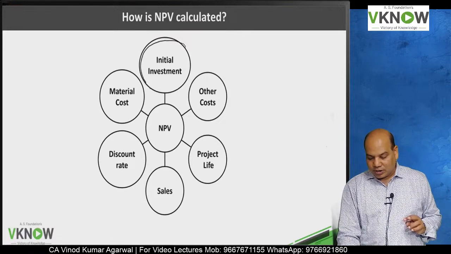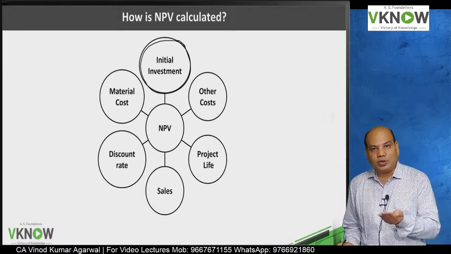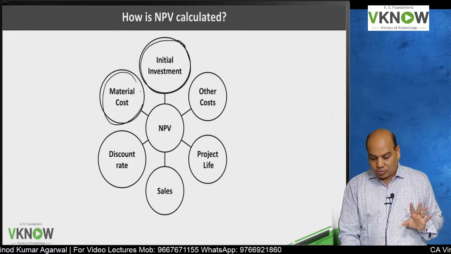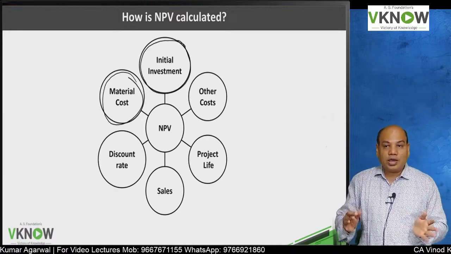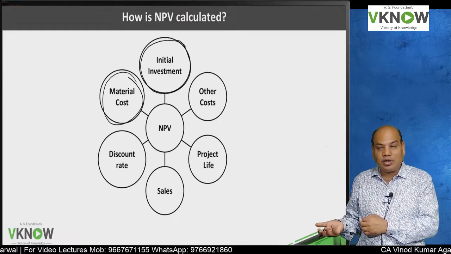by what percentage can the initial investment rise and my NPV will become zero? By what percentage can the material cost rise and my NPV will become zero? Beyond that, NPV will become negative.